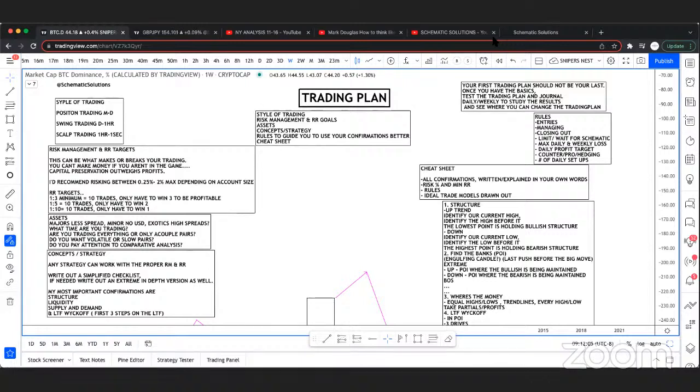Now, my personal most important confirmations, as you guys already know: structure, this gives us our directional bias; liquidity, this gives us some type of target; and then supply and demand, this allows us to know where we're looking to get into the market. And last but not least, we do look for lower time frame Wyckoff schematics, higher time frame Wyckoff schematics as well. But in specific, when we typically go through these simplified confirmations, we specify the lower time frame Wyckoff, but in all reality, it's just the first 3 steps on the lower time frame.